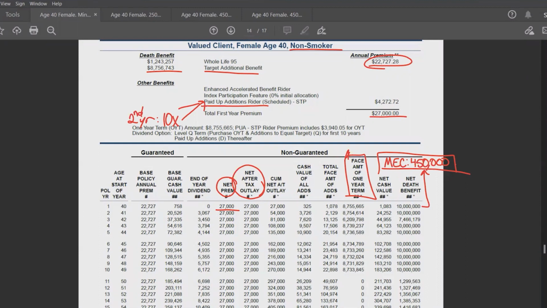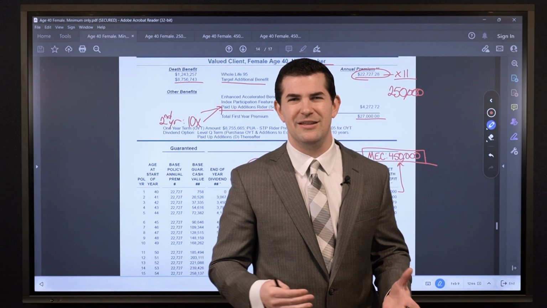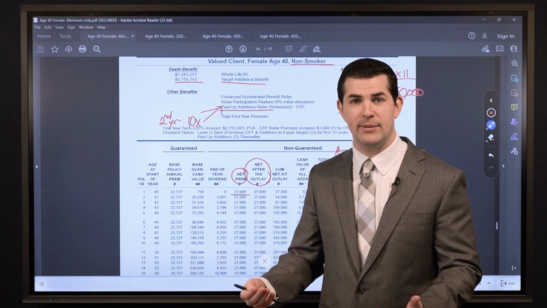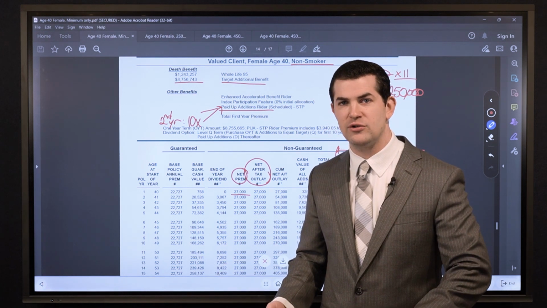Add those two figures together, or multiply this by 11. And guess what you'll get? $250,000. To simplify things, we're simply understanding the limits that the insurance company offers and playing the game within those limits. How low can I go on the insurance expense?